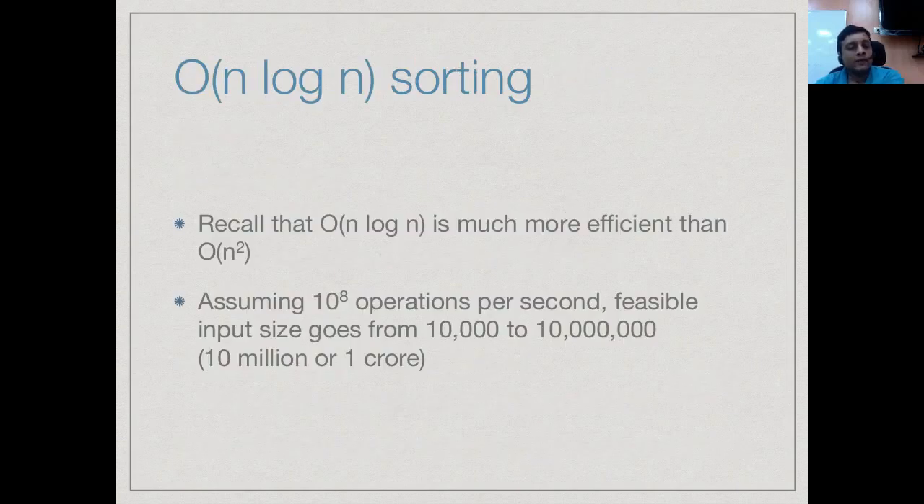So why is this a big deal? We saw right at the beginning that O(n log n) is much more efficient than O(n²). If we assume, as we have said, that a reasonably standard desktop machine can do 10^8 operations per second, then the size of the feasible input of what we can sort with a sorting algorithm goes from 10,000 for an n² algorithm to 10 million or 1 crore for an n log n algorithm.